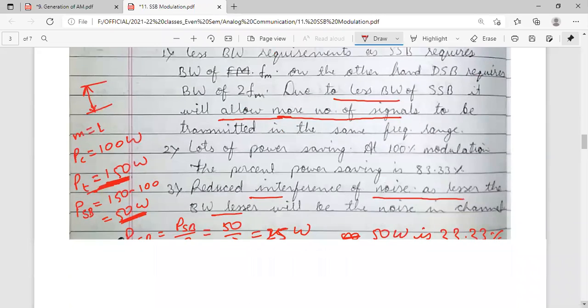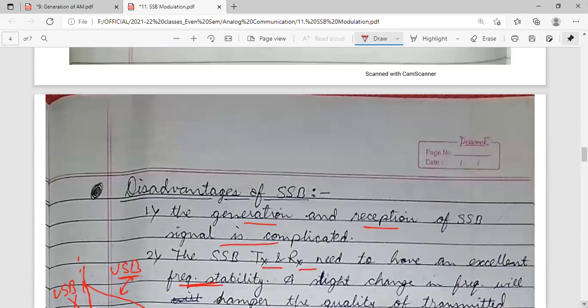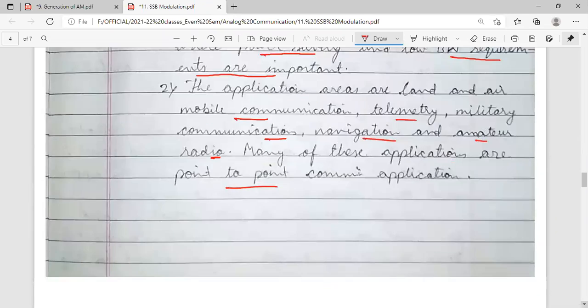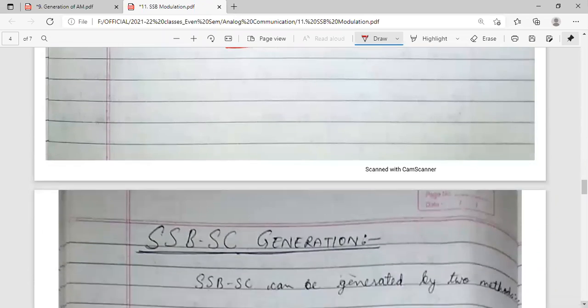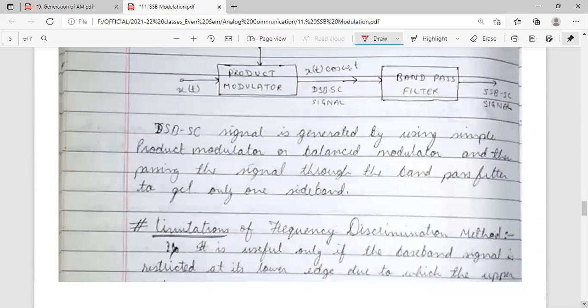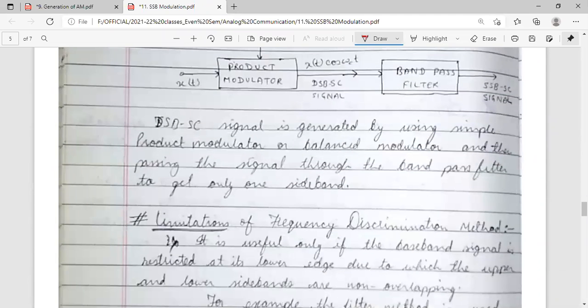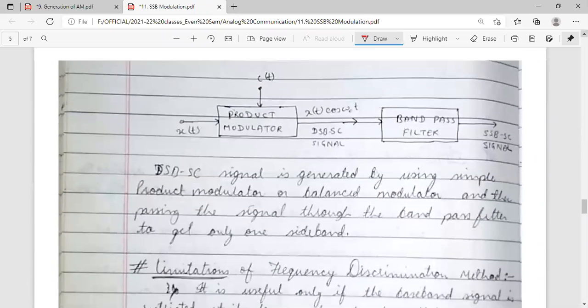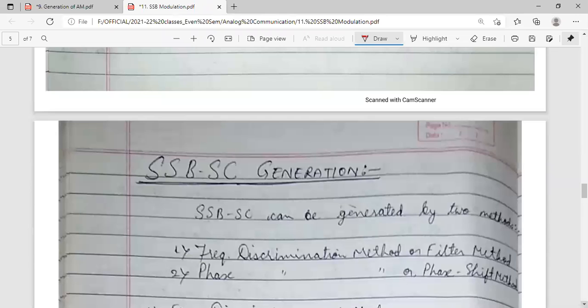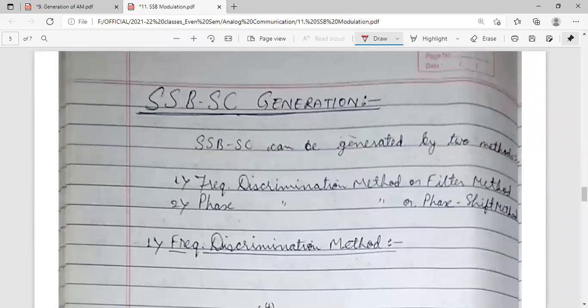Now, I had given one numerical yesterday. So has anybody solved it? कल जब क्लास ओवर हो रहा था उसके पहले हमने एक जस्ट थोड़ा सा न्यूमेरिकल देखा था. I think some of you have solved it. Yes, sir. Okay. So have you got the answer?